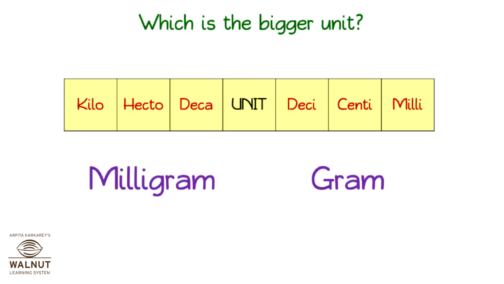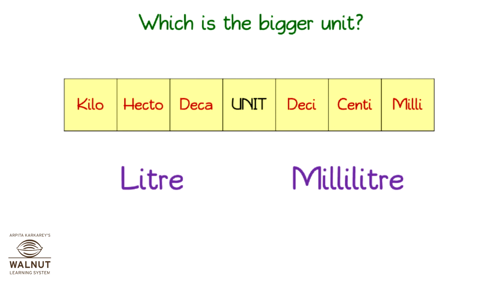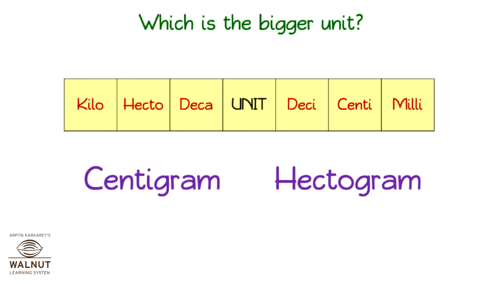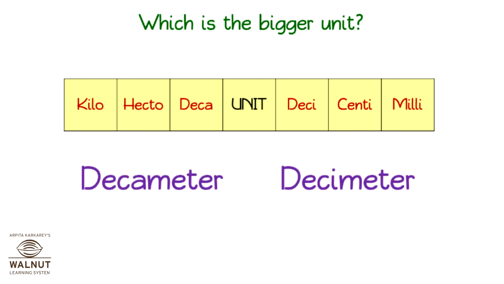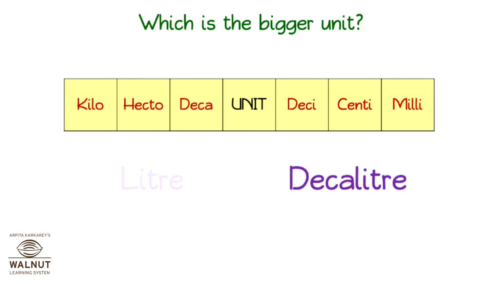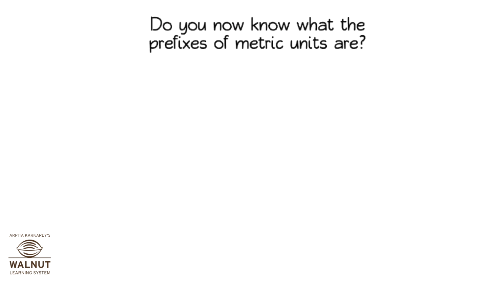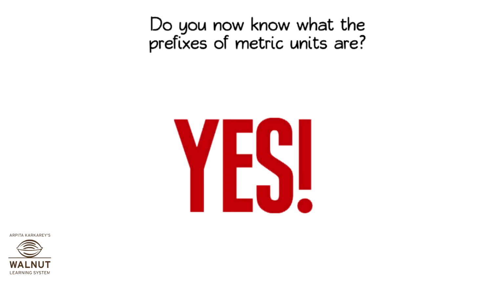Which is the bigger unit? Gram. Which is the bigger unit? Liter. Which is the bigger unit? Hectogram. Which is the bigger unit? Decameter. Which is the bigger unit? Decaliter. Do you now know what the prefixes of metric units are? Yes? Very good.